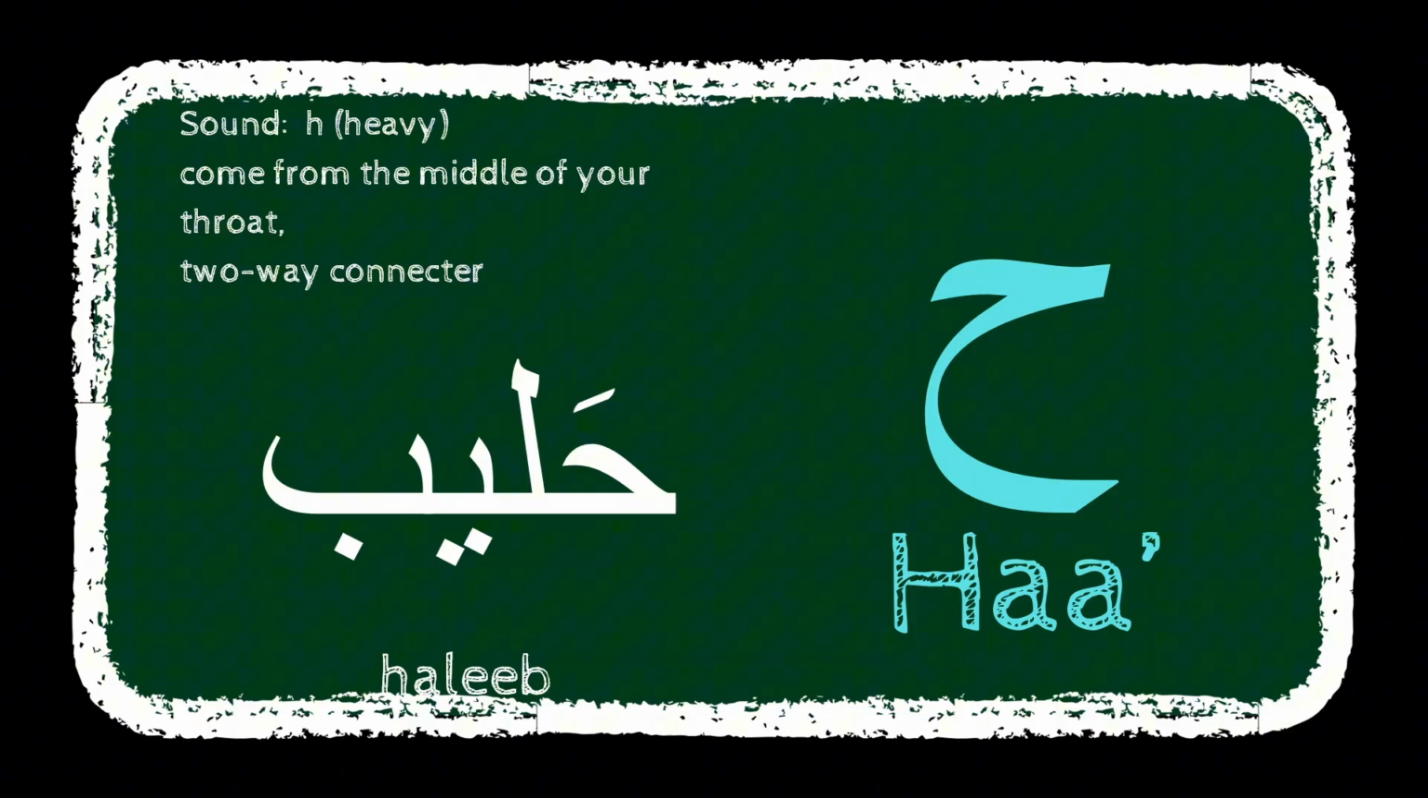Just a tip: when you make this sound, we make it without vocal cord vibration. It's like whispering from the middle of the throat. It's like ha, ha. This is how we pronounce it. We have ha, and the word is halib.